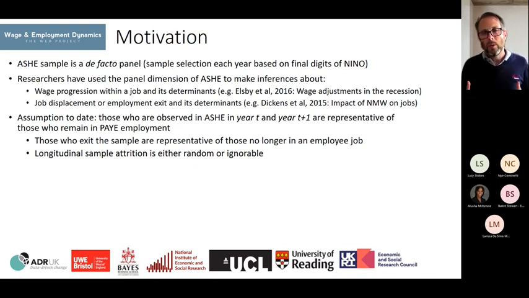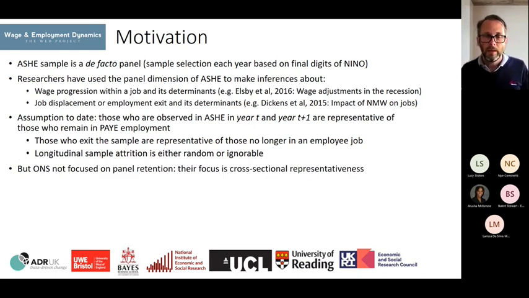Another way of saying that is that they're assuming that any disappearance from the sample, any attrition between year 1 and year 2, is essentially random or can be ignored, so that these samples of people who you observe over time, or the people who drop out, are representative of the broader population of people staying in or exiting PAYE employment.